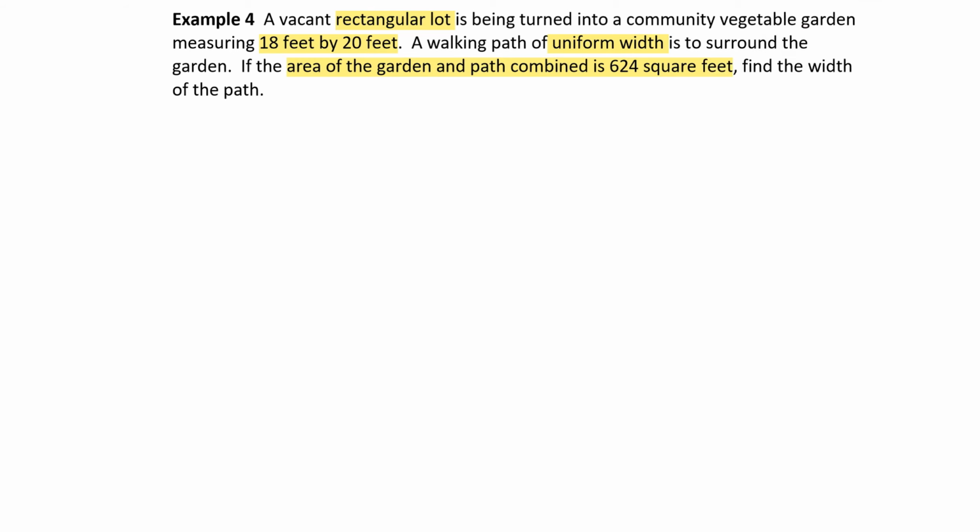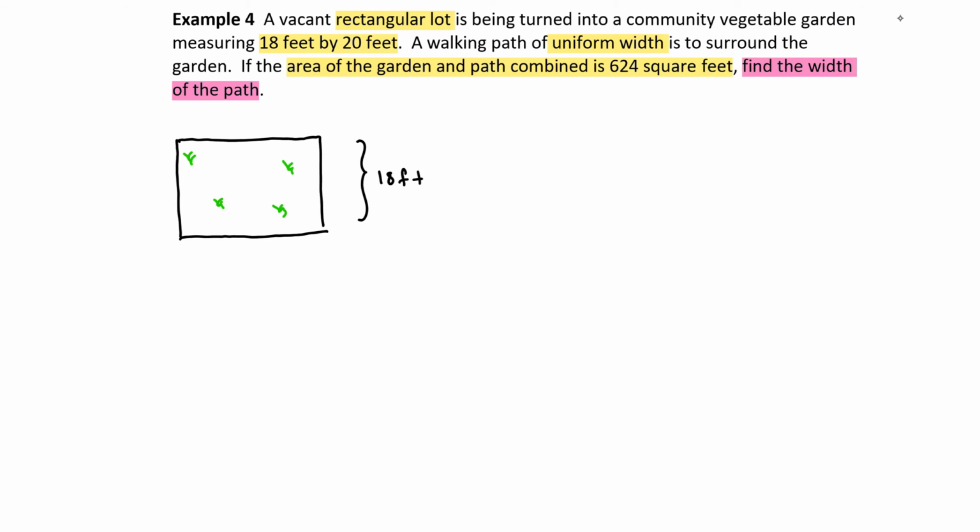So let's focus our attention on the last part of that problem. That's what we're looking for, the width of the path. So let's draw a picture to help us get a bird's eye view. We have another rectangular lot, and this is being turned into a community vegetable garden. I've got my vegetables here. And it measures 18 feet by 20 feet. So we'll say this side is 18 feet and this side is 20 feet.